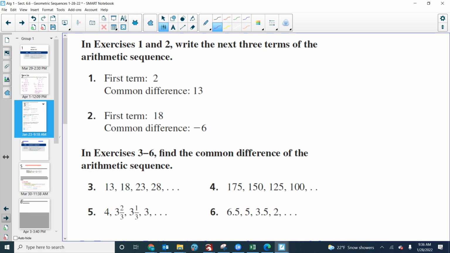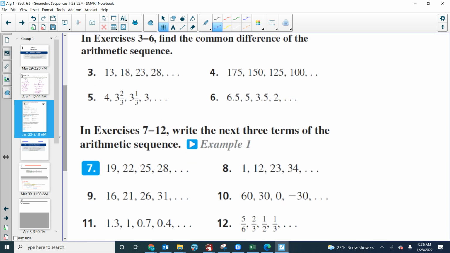All right, guys. Are you guys okay on that? The common difference is 13. It wants the next 3. You guys okay on the first 2? Any questions on that? All right, now 3 through 6, it just has you find a common difference. It tells you the arithmetic. You don't have to figure that out.